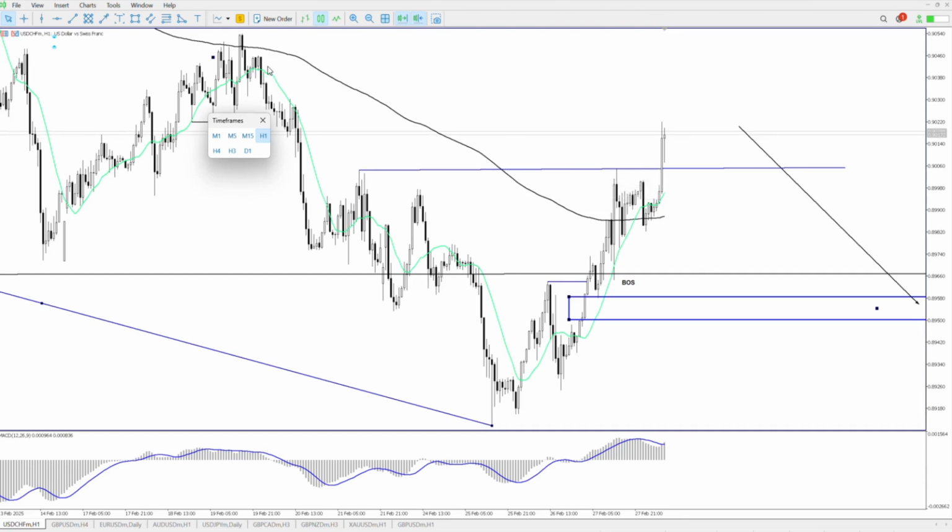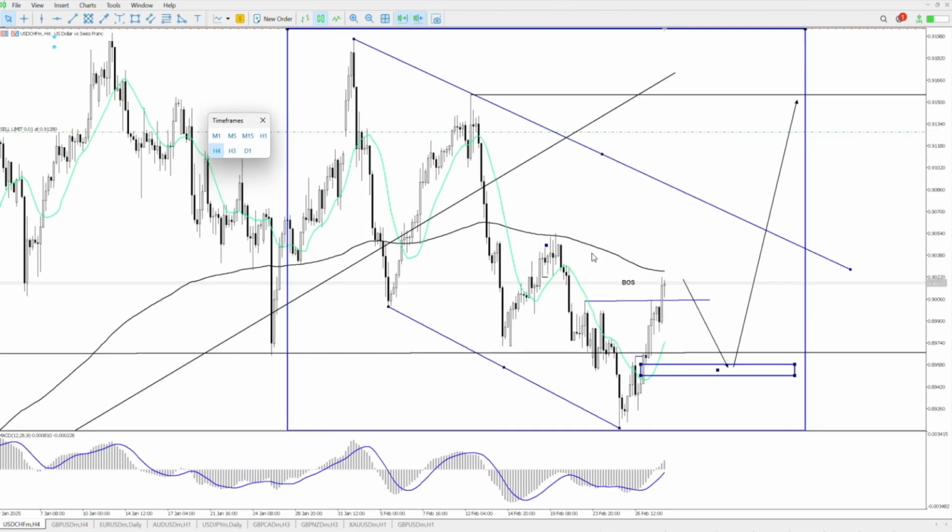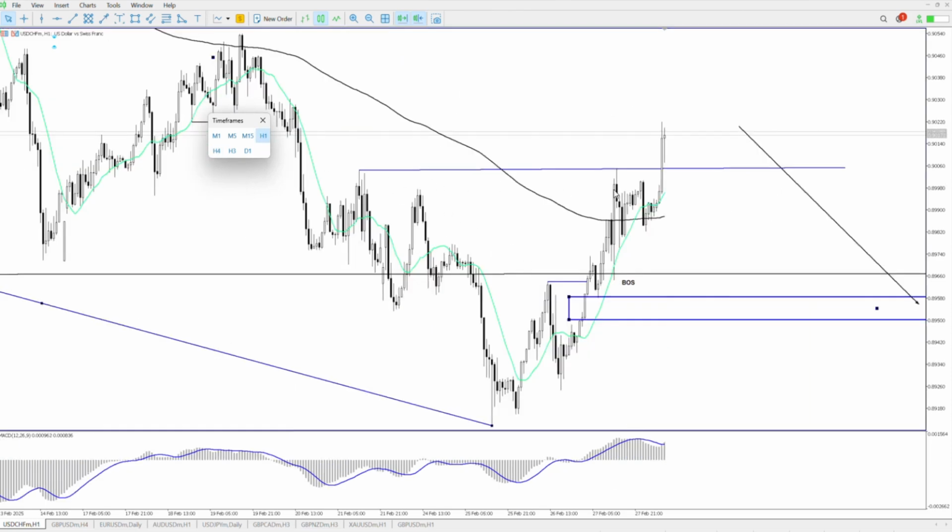Let's take a look at 4 hours. This is what we have, POS on 4 hours. What do we have on 1 hour? You can see the same thing happen on 1 hour, right? So this is our entry zone. I'm just going to strip this a bit.